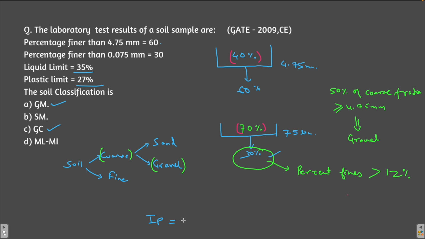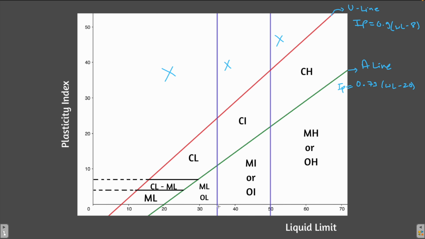What is the plasticity index of the given soil? Plasticity index is liquid limit minus plastic limit. That is 35 minus 27. It is 8%, right? But we have to find whether it is a silt or clay. What is the liquid limit? Liquid limit is exactly 35%. So here is the 35% point. This is the 35% point.